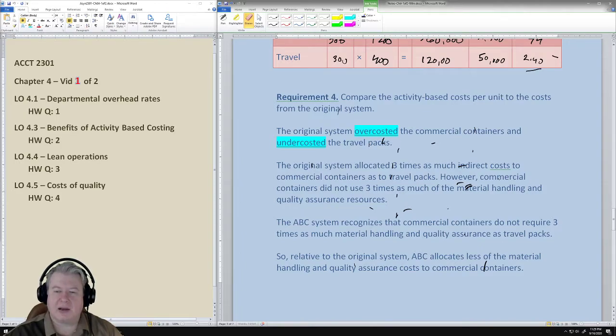Compare the activity-based costs to the single type of cost. And what do we learn? Well, we learned that the original system, just using the 300, overcosted the commercial containers and undercosted the travel packs. And that has implications for how much we charge in our price. So just realize that the single allocation a lot of times gives you an inaccurate result. It doesn't apply the costs in the proper way.